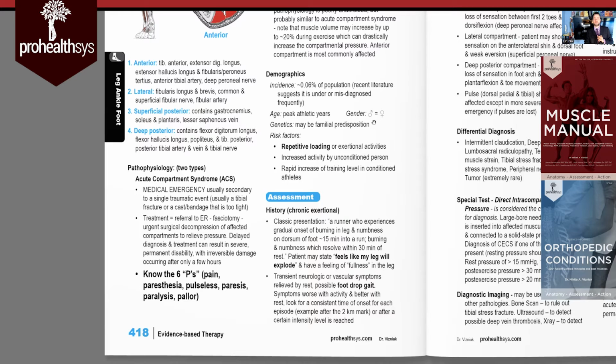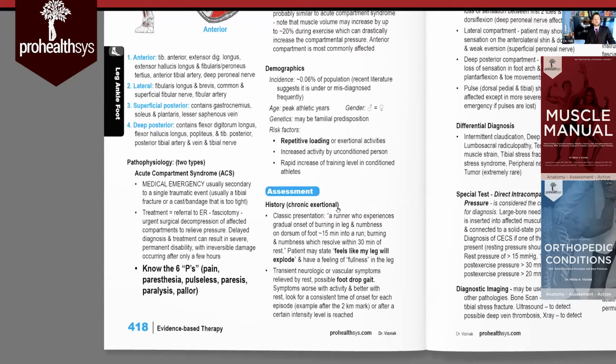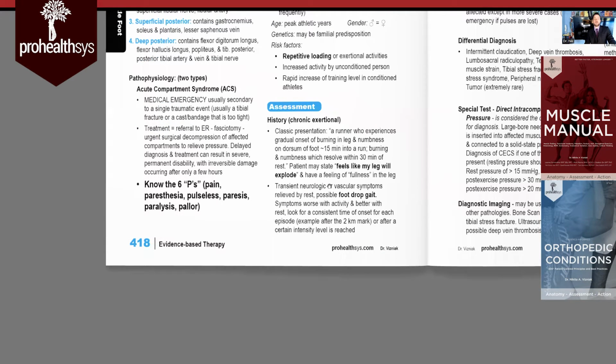There may be a familial predisposition, but the risk factor is repetitive loading or exertional activities. Increased activity by an unconditioned person potentially as well, and rapid increase in training level for conditioned people. So again, 10% rule. Do not increase intensity or time by more than 10% per week if you are training, and even slower than that if you're just getting into it. Okay, so history for the chronic exertional, what do we see? What is it?